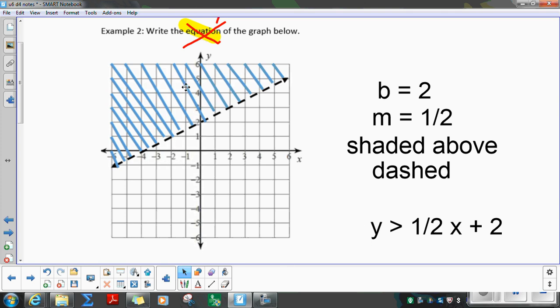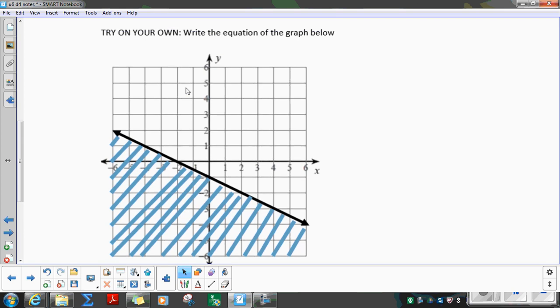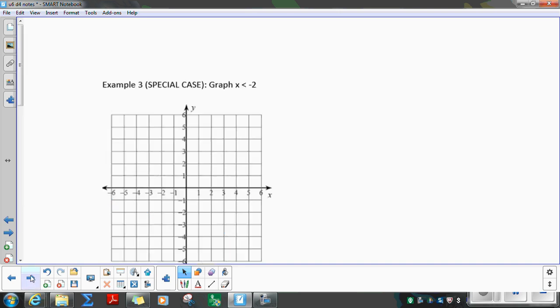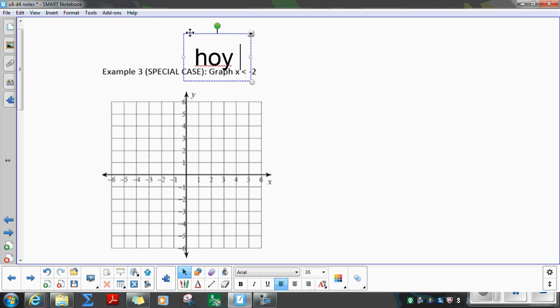Okay? So I want you to try this one on your own. Give that a try. We will go over this answer in class. Okay? And then the last one are special cases. So this is where HOVUX is going to play a big part.